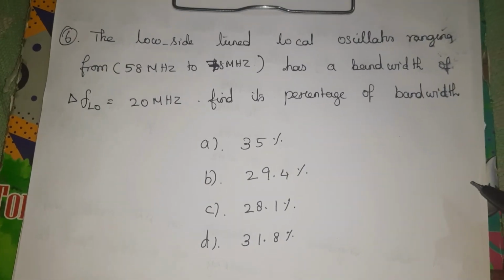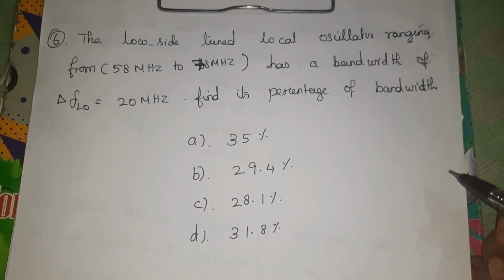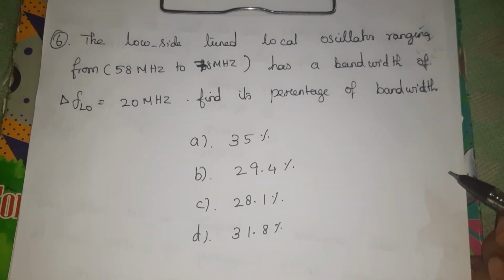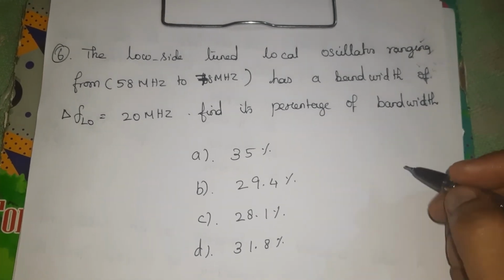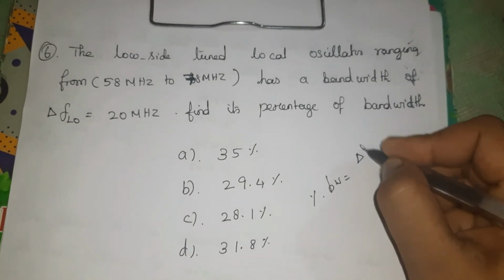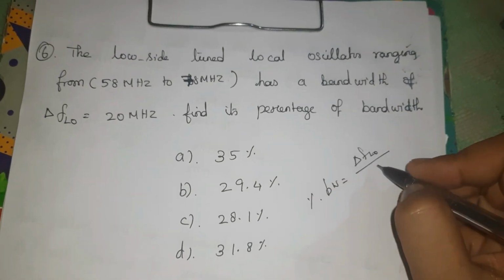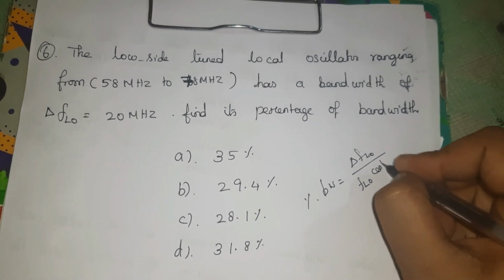Final question: the low side tuned local oscillator ranging from 58 MHz to 78 MHz has a bandwidth of delta FLO equal to 20 MHz. Find its percentage of bandwidth. So the formula for finding percentage of bandwidth is equal to delta FLO over FLO, that is the local oscillator center frequency.